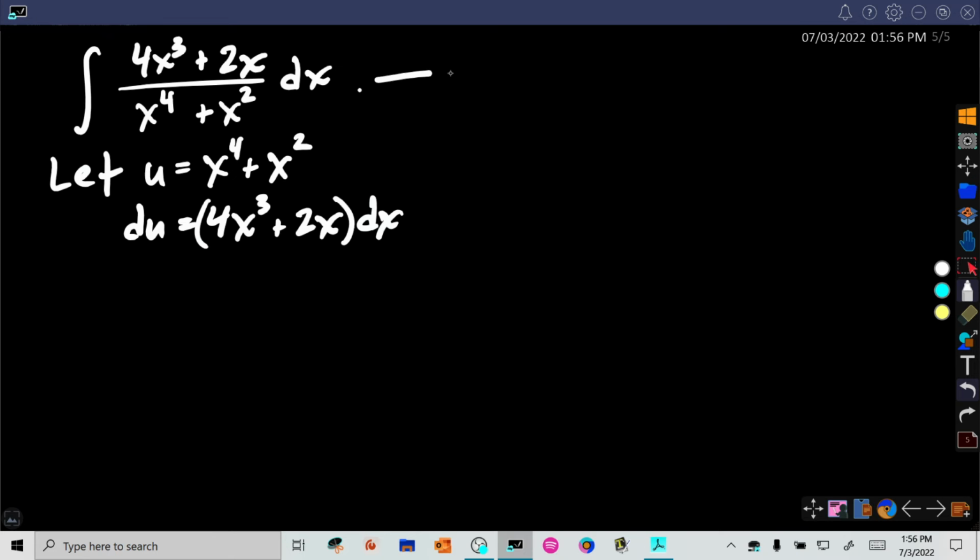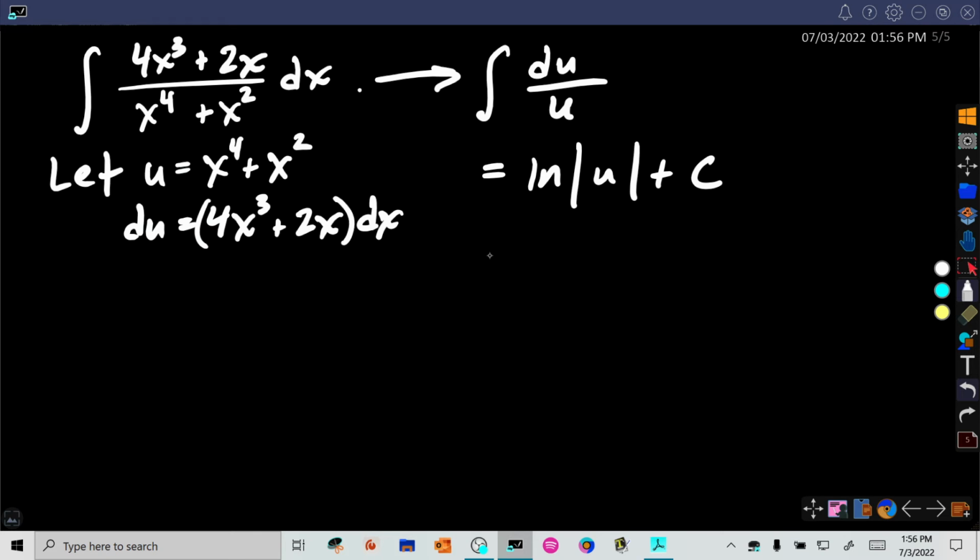All right, so now this thing is going to convert. You'll notice that the du is perfectly equal to what's in the numerator times the dx. So it's literally just du over u in this case. And that right there is just going to be the natural log of the absolute value of u plus c, which is the natural log of the original u function, x to the 4th plus x squared, plus c.